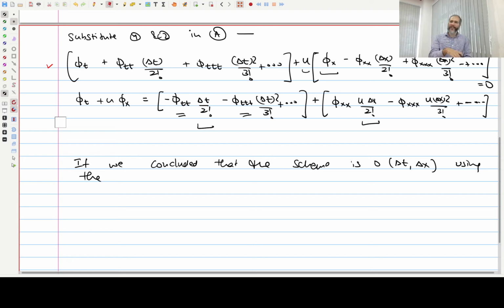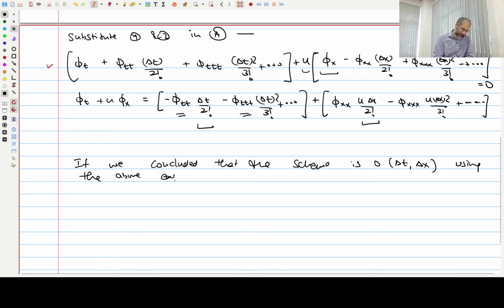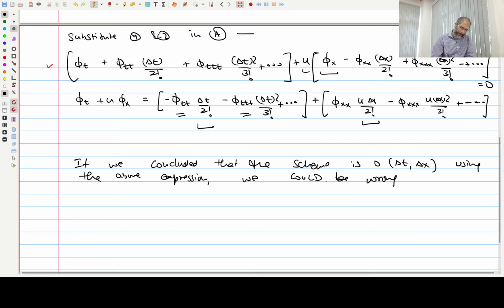Now using this intermediate equation that we have, if we concluded that the scheme is order delta t delta x using the above expression, we could be wrong. And that is what we have been doing till now. That's what we did, right? We wrote the error terms on the right hand side, and we saw that the leading error terms are order delta t and delta x. So this scheme is order delta t comma delta x. Now in this case it is correct. This scheme actually is order delta t delta x.